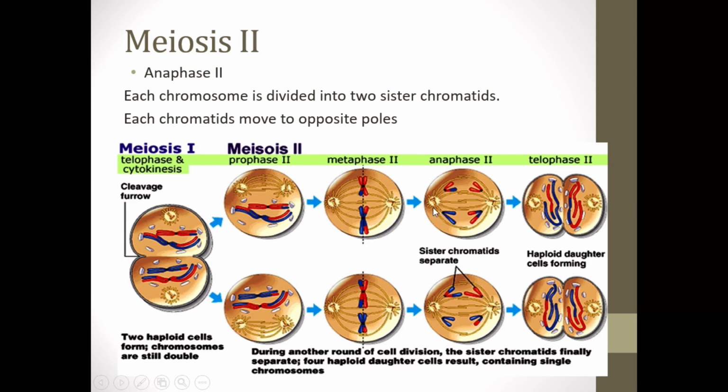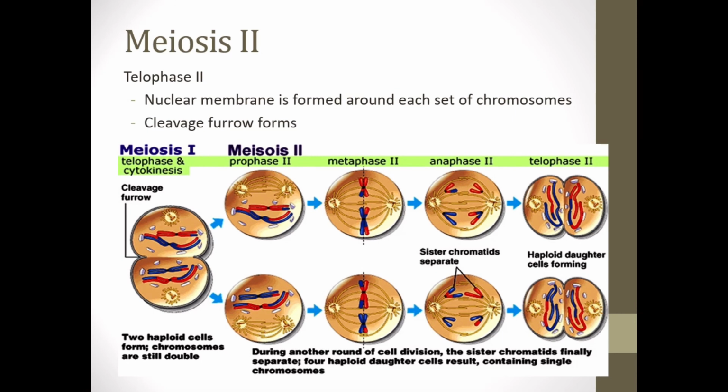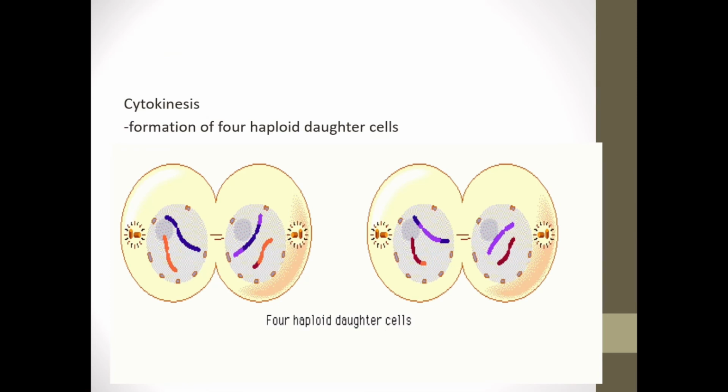So again, anaphase, away. Next one, we have Telophase II. It is where the nuclear membrane is formed around each set of chromosomes and then the cleavage furrow forms. So in cytokinesis, there is the formation of 4 haploid daughter cells.